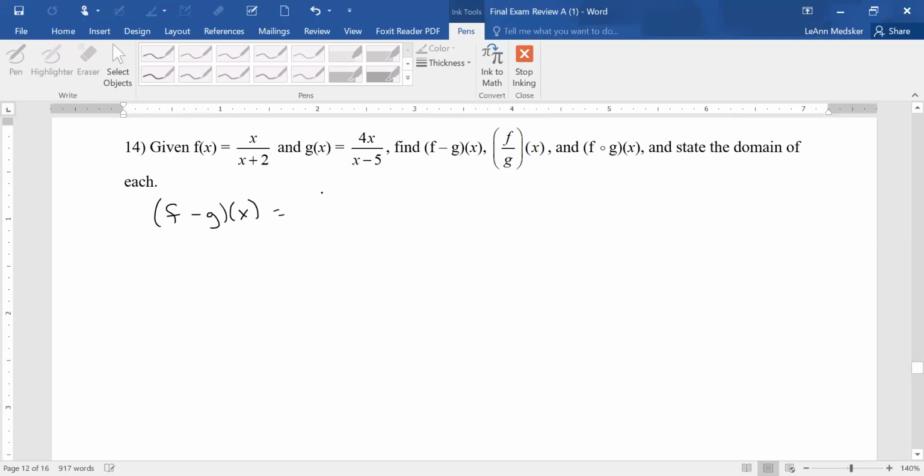You take the first function, f, minus the second function. And this goes back to stuff we learned in Unit 1. You just need to get a common denominator and then subtract. So we're going to need an x minus 5 for the first fraction because it's missing that. And we need an x plus 2 for the second fraction.